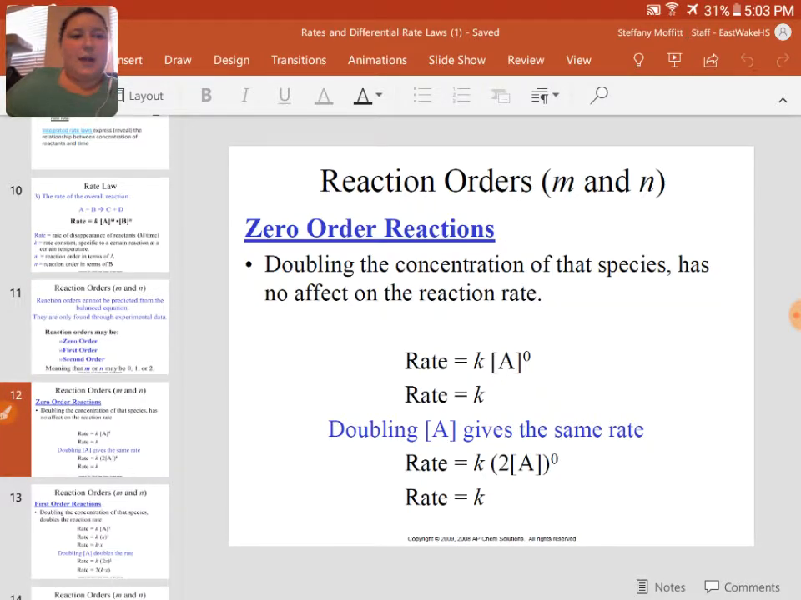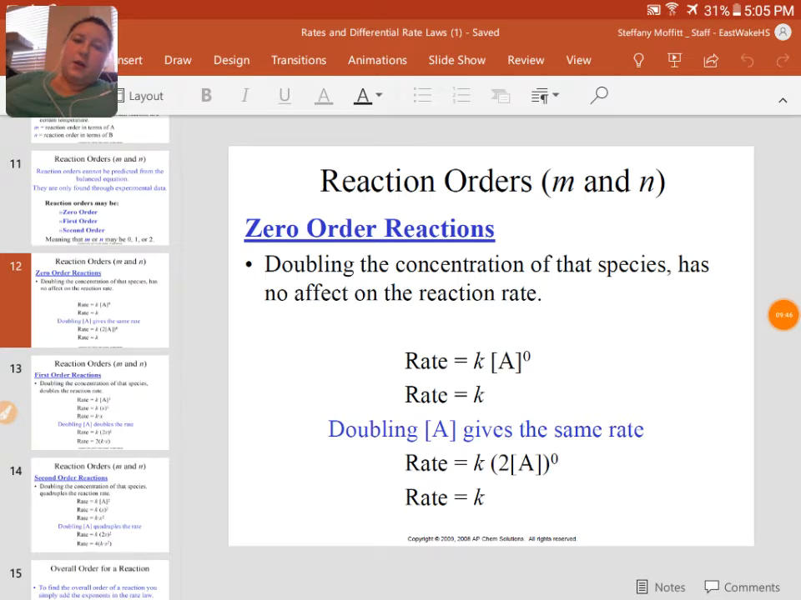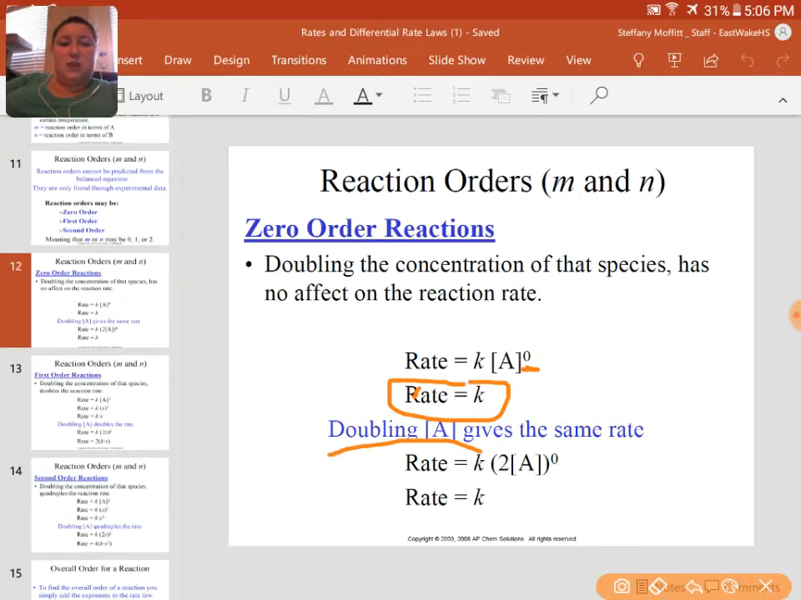So for zero order reactions, if we double the concentration, there is no effect on the rate. So basically for zero order, we put that 0 as the superscript, and the rate is equal to K times the concentration of A to the 0 power, which is just 1. So the rate is only equal to K on zero order reactions. If we double that concentration, it's still going to be K. So there's no change to the rate if we double that concentration.